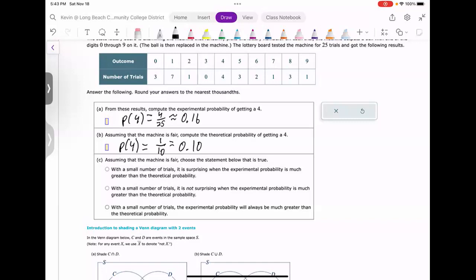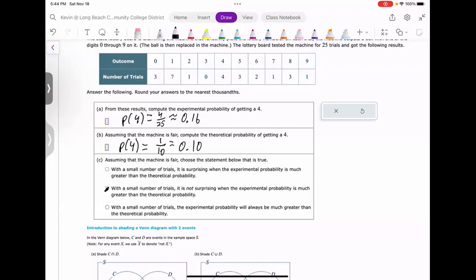Part C. Assuming that the machine is fair, choose the statement below that is true. With a small number of trials, it's surprising when the experimental probability is much greater. No, it's not surprising at all. It's such a low number. With a small number of trials, it's not surprising when the experimental probability is much greater than the theoretical. That's definitely true.